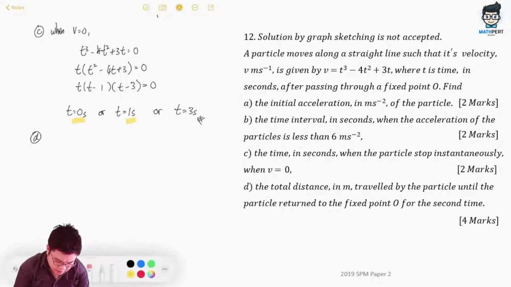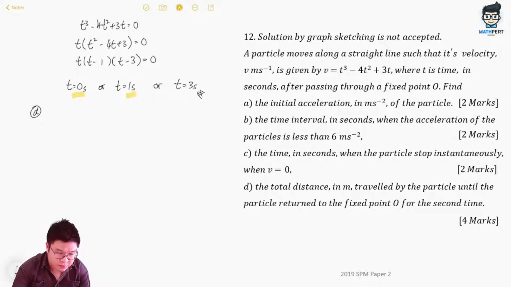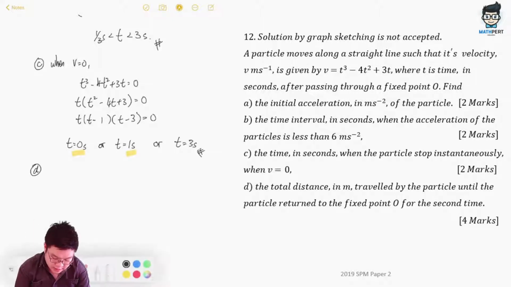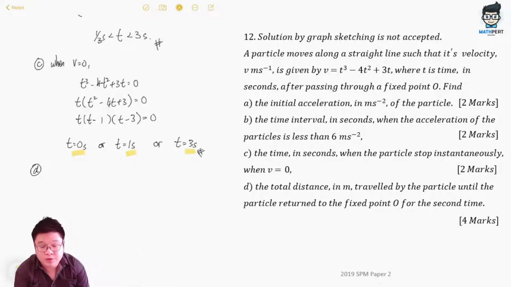Alright. So that means what we can do is, okay, sorry, from part C, v equals 0. That means at t equals 0 seconds, the particle changes direction. When t equals 1 second, the particle changes direction again. When t equals 3 seconds, the particle changes direction again. But that doesn't mean it passed through the fixed point O. Okay, this is the information we got from C that is very useful for our D.